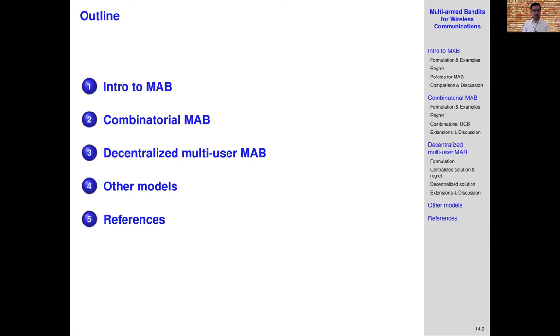So I will start by introducing the multi-arm bandit problem, the notions of regret and how we can design efficient policies for this problem. Then I will consider an extension of the multi-arm bandit called combinatorial multi-arm bandit problem and talk about its applications in wireless communication. Then I will talk about decentralized multi-user multi-arm bandits. Finally, I will talk about other bandit models like contextual bandits.